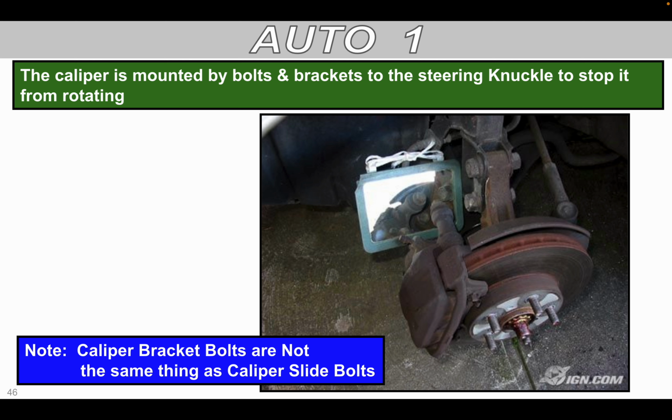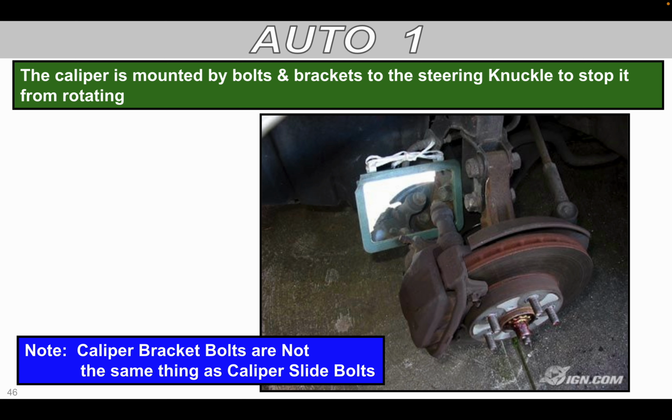Okay, let me see if I can actually draw this. I've got a caliper. My caliper is right here. You guys see that? Yep. That's a caliper. Okay, let me get a different color here. This right here is not the caliper. That is the caliper bracket. Okay, they are different. It's important to distinguish the two, the caliper and the caliper bracket.